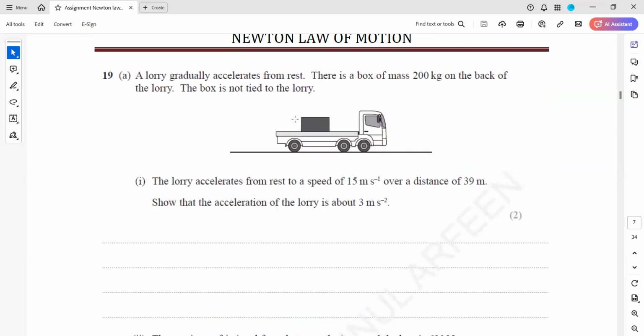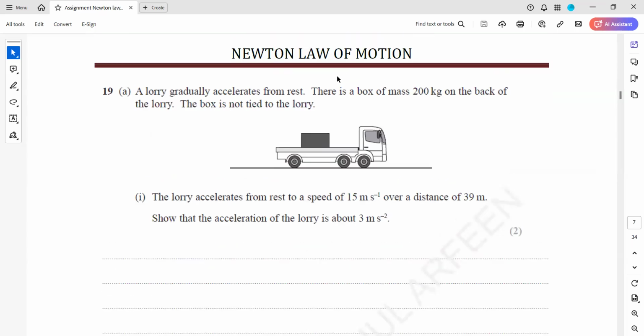Another question related to Newton's laws of motion. A lorry or a truck gradually accelerates from rest, and there's a box of mass 200 kilograms on the back. The box is not tied to the lorry. The lorry accelerates from rest to a speed of 15 meters per second over a distance of 39 meters. Show that the acceleration of the lorry is about 3.